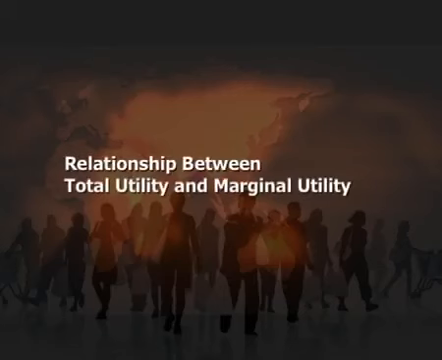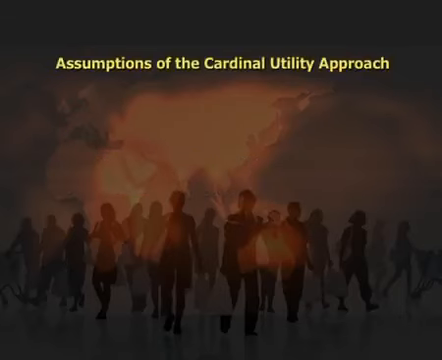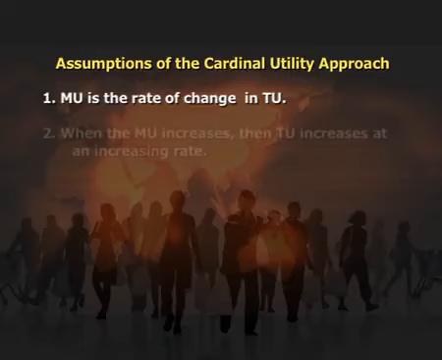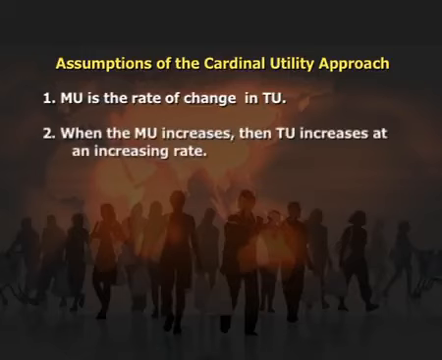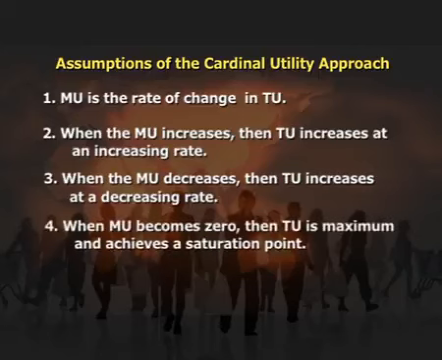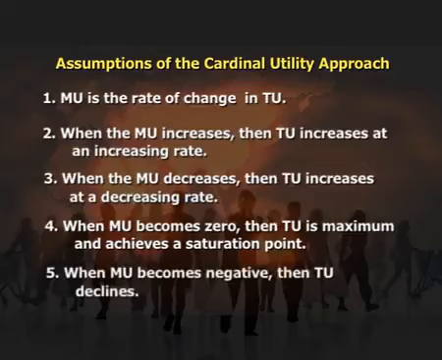Let us discuss the relationship between total utility and marginal utility. The relationship between total utility and marginal utility can be established in some points. First, MU is the rate of change in TU. When the MU increases, then TU increases at an increasing rate, but when MU decreases, TU increases at a decreasing rate. When MU becomes 0, then TU is maximum and achieves a saturation point. When MU becomes negative, then TU declines.